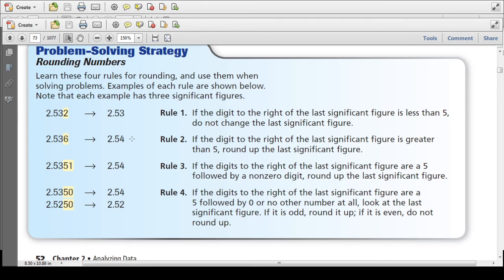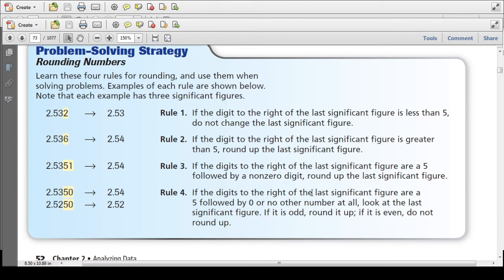If the digit to the right of the last significant figure is followed by non-zero digits, round up the last significant digit. So in this case, we have more than what we're looking for. So we're going to take that 3, look at the 5, and say, okay, because it follows the rule as that of number 2, we go ahead and round it up.